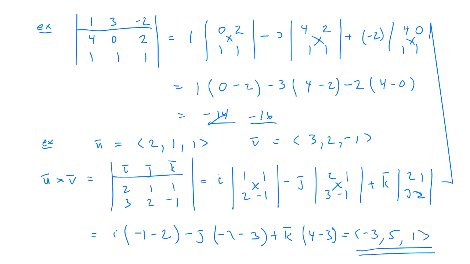And here, I don't have to ask you to double check because I can double check. This vector is supposed to be perpendicular to who I started with. So if I take the dot product of this with u, I get negative 6 plus 5 plus 1, which is 0. If I take the dot product of this with v, I get negative 9 plus 10 minus 1, which again is 0. So I know I've done it correctly because it is now perpendicular to the 2 vectors I started with.